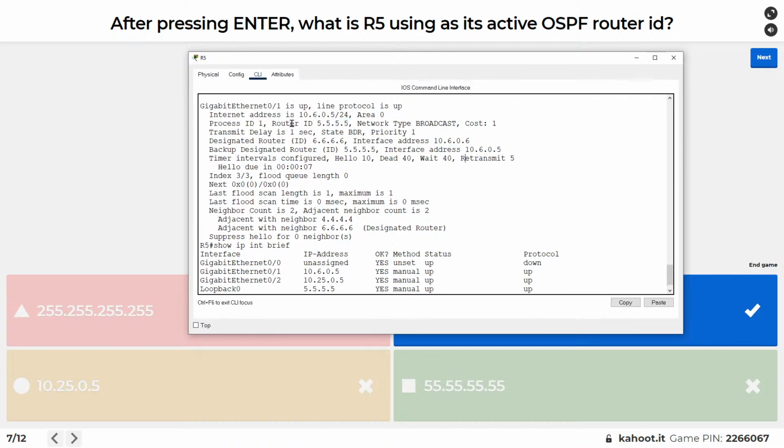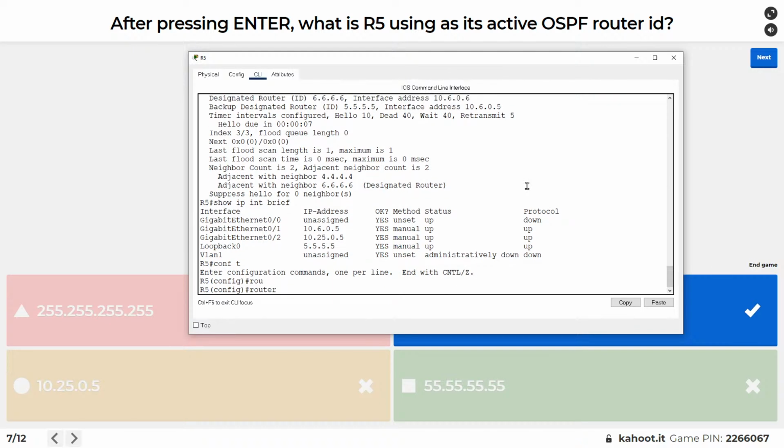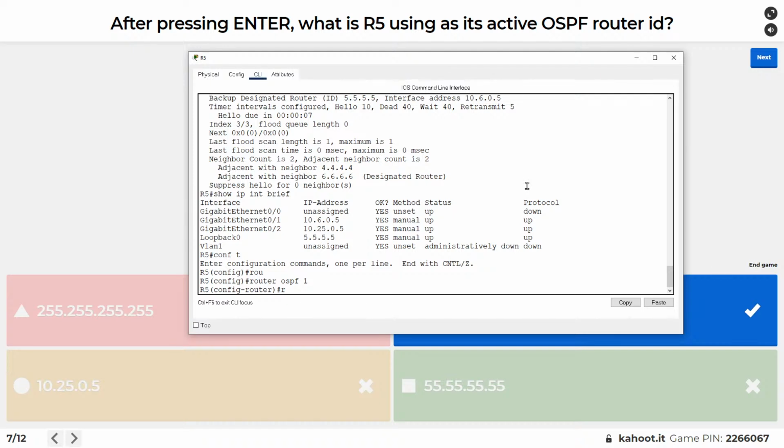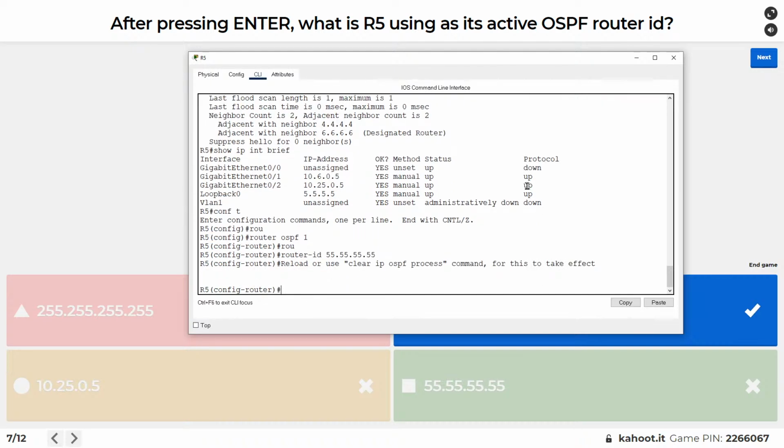So this is OSPF process ID 1. We'll do a config t, go into router OSPF process ID 1, and then configure a router ID, and we'll make this 55.55.55.55. And this is the point where the question is, after pressing enter, what is R5 going to use as its active router ID? It's not changing. I don't want to botch up the whole network. But if you want to use the new router ID, you need to do clear ip ospf process, then say yes, and that will change the router ID.